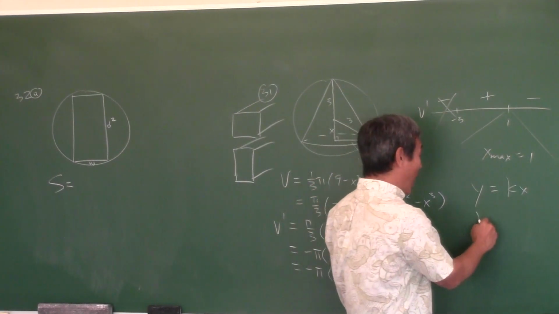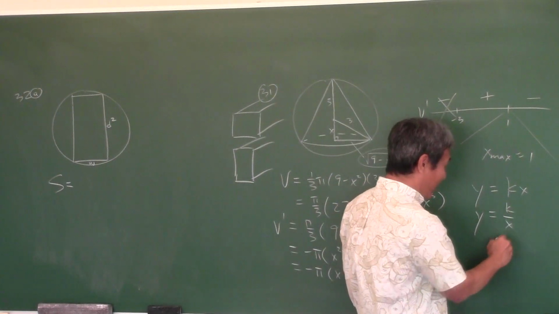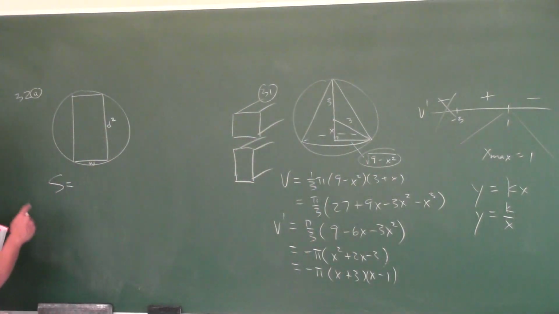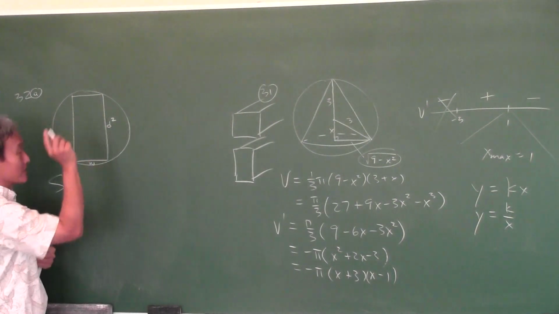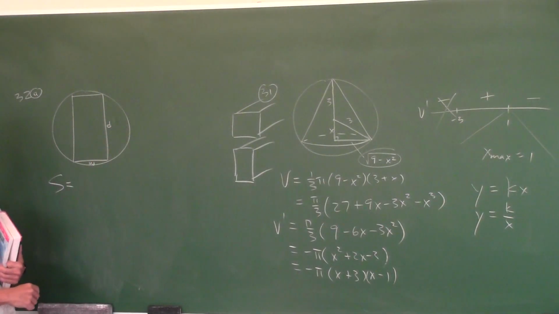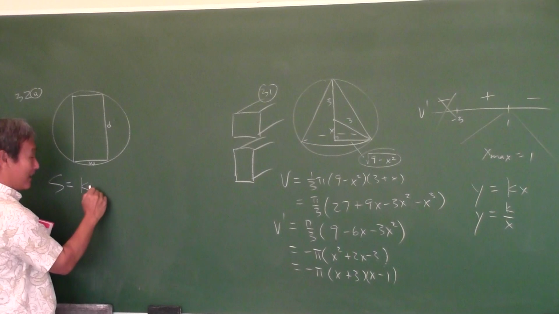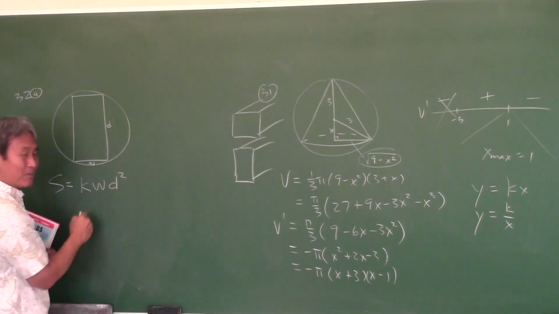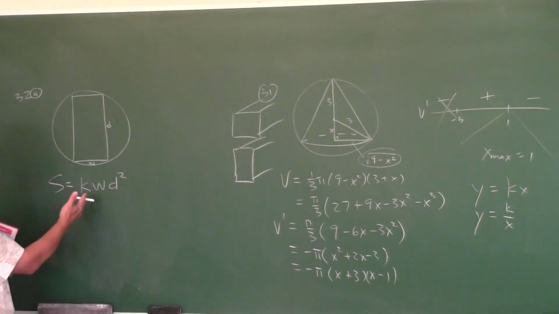What if I said y is inversely proportional to x? It would be k over x, right? Okay, now let's go back to this problem. The strength of a beam is directly proportional to the width and the square of the depth. So it's K W D squared. How come we got a K? Because anytime something is proportional to something, there's a constant of proportionality.